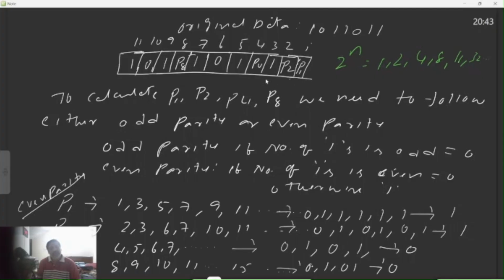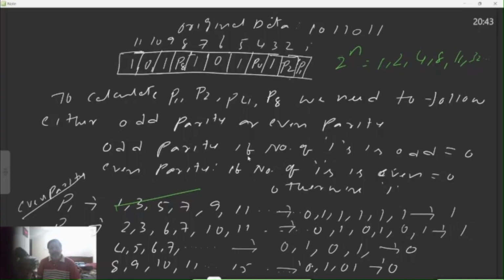1, 3, 5, 7, 9, 11, right? 1, 3, 5, 7, 9. That means you are considering the first bit, skipping the second bit. Check one, skip one, check one, skip one. Like that, you need to follow. So that is how you get 1, 3, 5, 7, 9, 11, right?